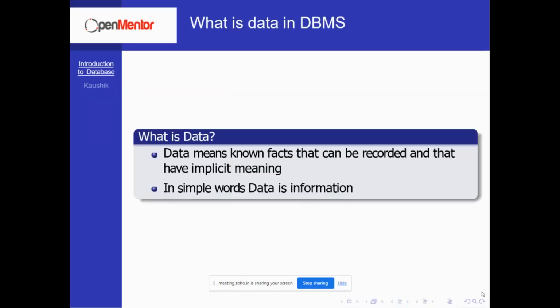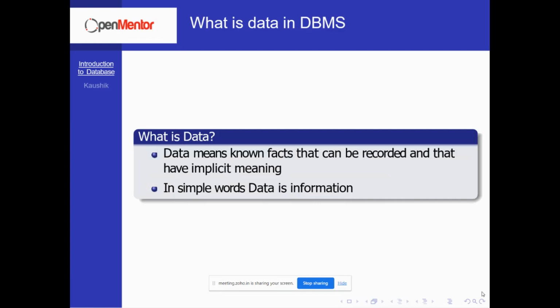Now, you all know what is data. Data means some facts that can be recorded and that have implicit meaning. What do you mean by that? For example, name has an implicit meaning. Age has an implicit meaning. Implicit meaning means you don't need another word to explain that.